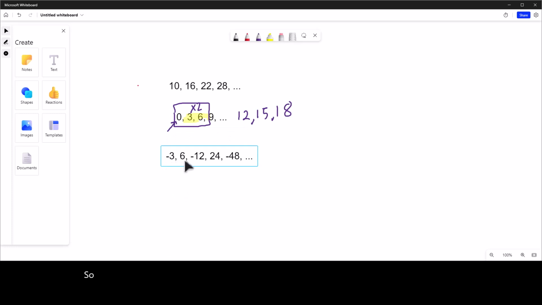So how can I get from negative 3 to 6? Well, for one thing, I could add 9. Negative 3 plus 9 is positive 6. But 6 plus 9 is 15. So I know I'm not adding.